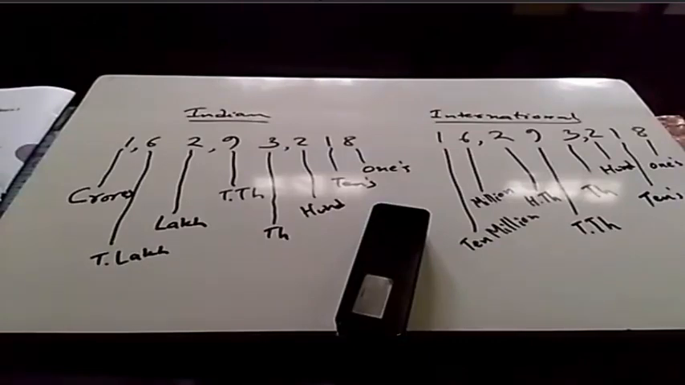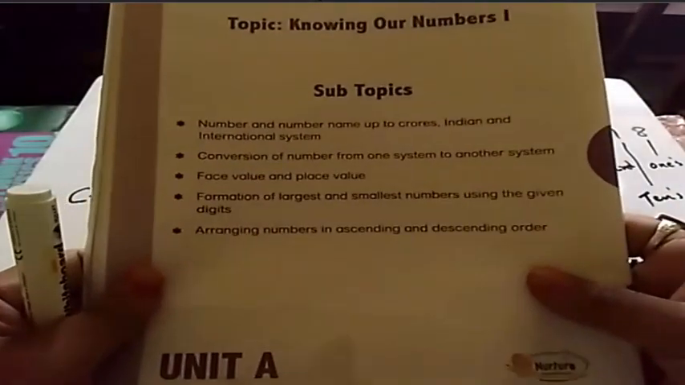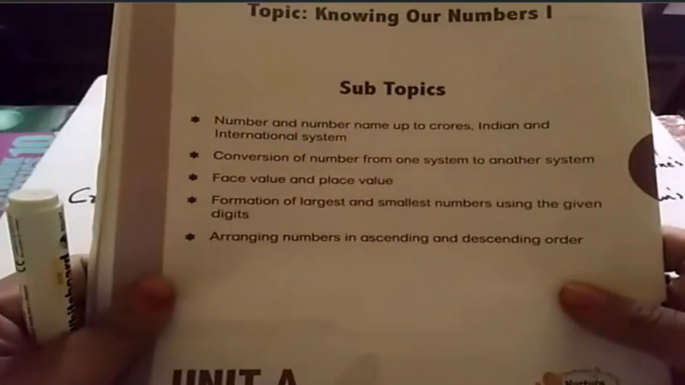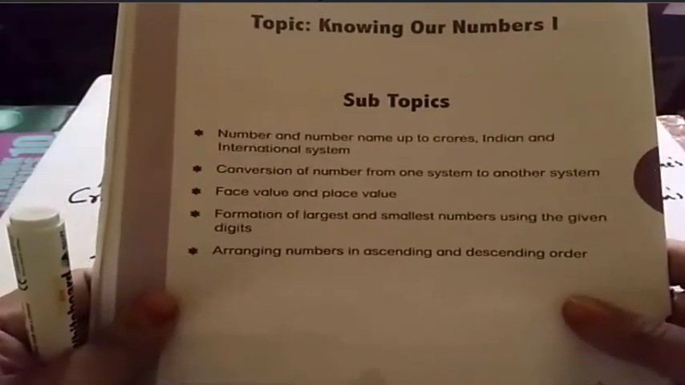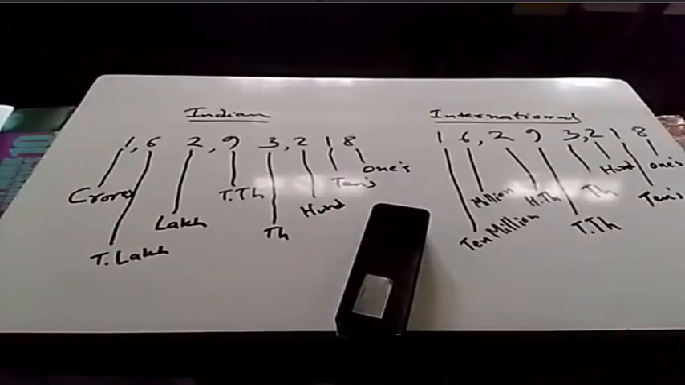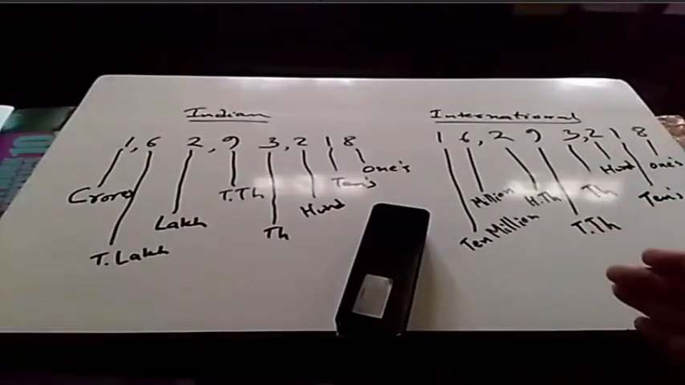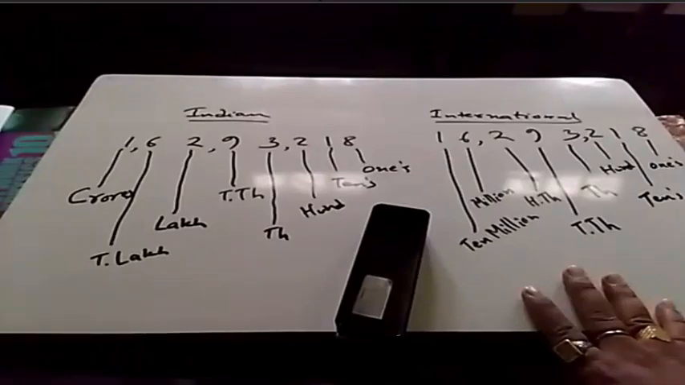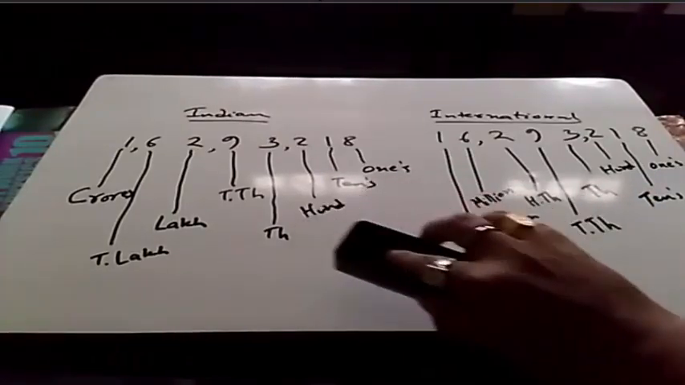That covers our first topic, that is number and number names up to crores in Indian and international system. It also basically covers the second subtopic, which is conversion of number from one system to another system. So basically, if you are given a number in one system, you can change it into another system. Let us consider an example to do that.